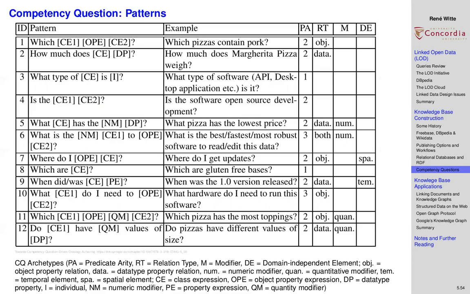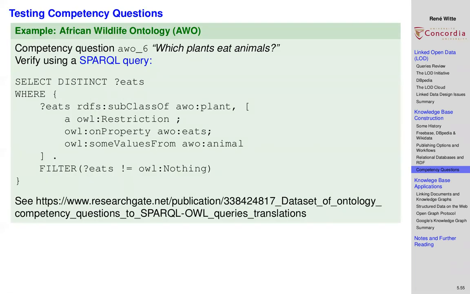And you don't have to stop there. You can also use it after development as kind of a testing vehicle. Let's look at another example, which I took from the African wildlife ontology. You can see more details on this in the publication down here. When they designed this ontology, one of the questions they wanted to be able to answer is, which plants eat animals?